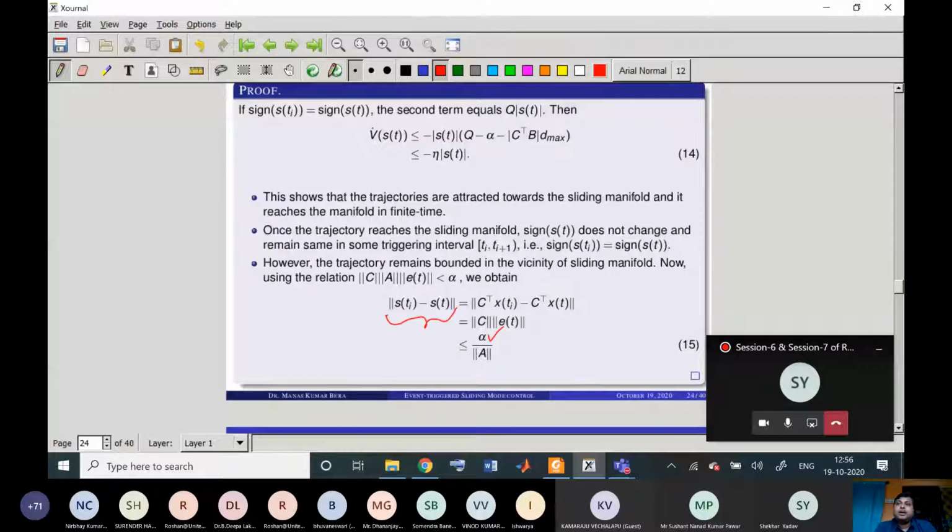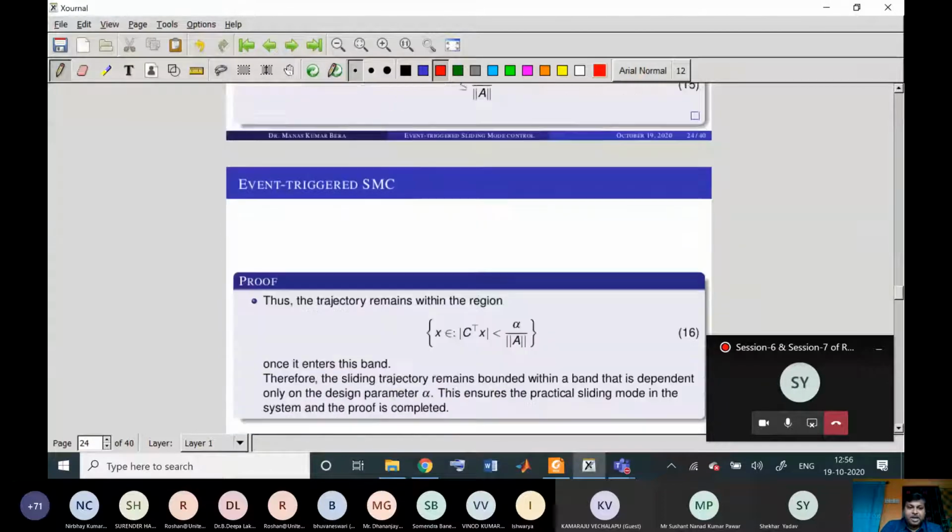If it is less, and if you use a larger bound, definitely you will lose system performance. And if you choose a very small alpha, then it means you are allowing a very strict condition, and the region is very small to evolve the state. So if you choose a very small alpha, then definitely the number of control updates will be more, but your system performance will be better compared to the earlier ones.